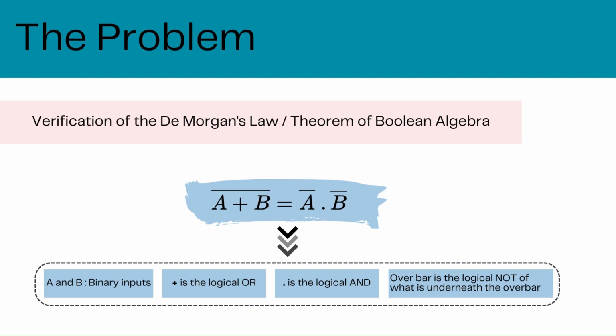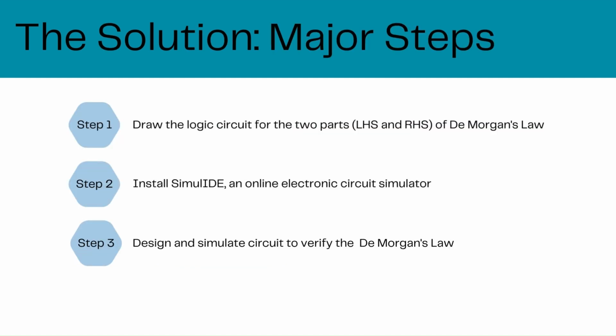The plus symbol signifies logical OR, the dot denotes logical AND, and the overline represents logical NOT. Now, in this hands-on lesson, De Morgan's law can be verified using a logic circuit simulation that involves the following three major steps. Step 1 is to draw the logic circuit for both the left-hand side and the right-hand side of De Morgan's law. In step 2, we need to install a circuit simulator, that is SimulIDE. Finally, we design and simulate the circuit to verify De Morgan's law in SimulIDE.